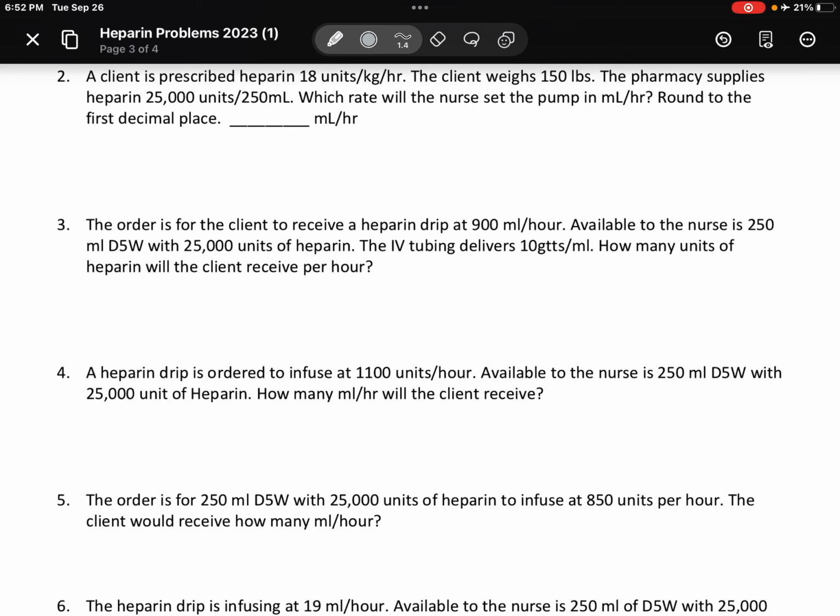A client is prescribed heparin, 18 units per kilogram per hour. The client weighs 150 pounds. The pharmacy supplies heparin, 25,000 units per 250 milliliters. Which rate will the nurse set the pump in milliliters per hour, round to the first decimal place?